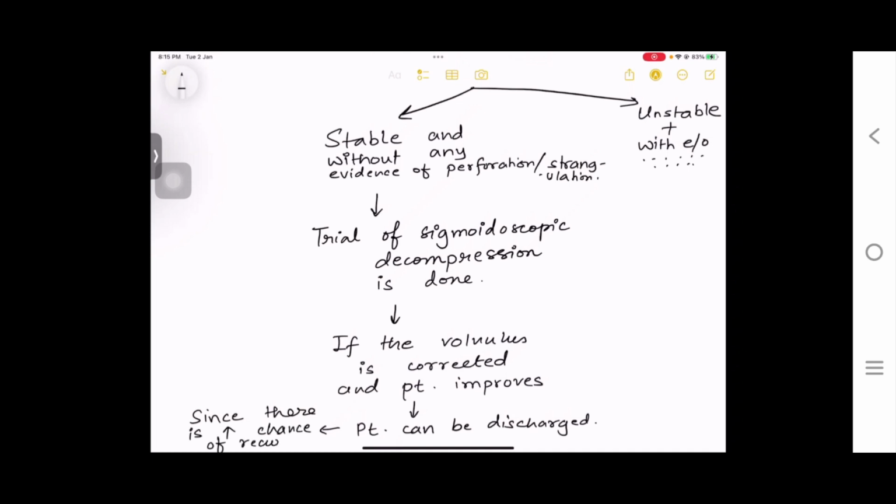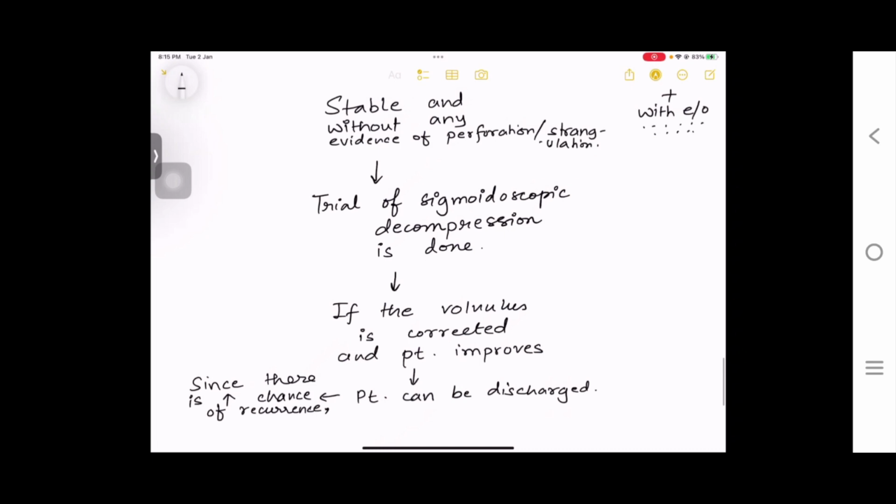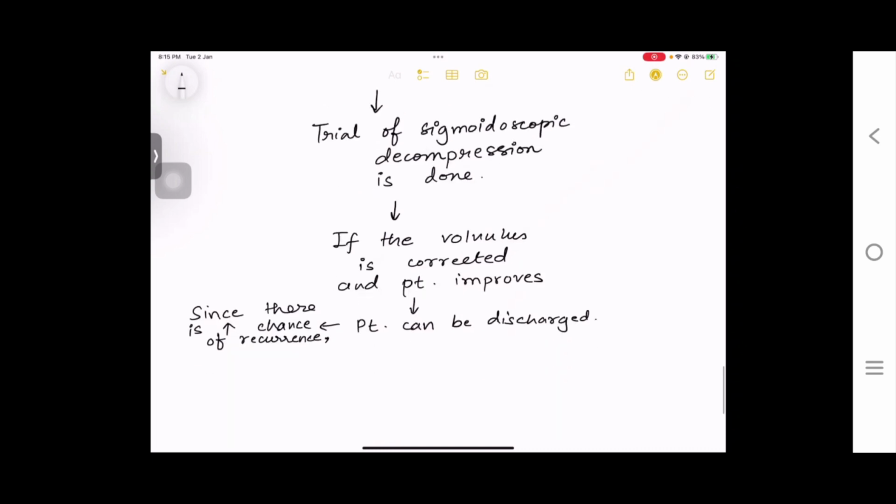Let's say the patient is stable, that there are no features of perforation or strangulation. You have to do a trial of sigmoidoscopic decompression. After doing this, if the volvulus is corrected and the patient improves, then you can discharge the patient. But if there are more chances of recurrence, then the definite management is always surgery, that is sigmoidectomy.